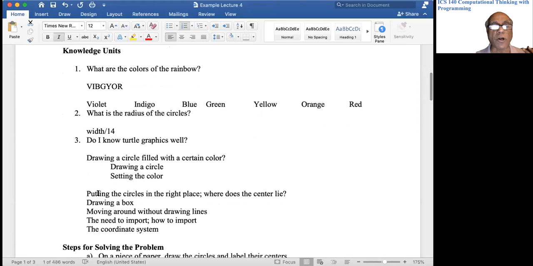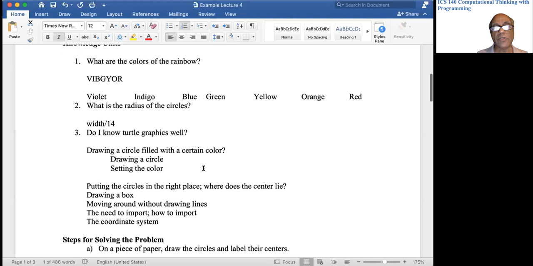Then the problem-related things are a lot of confusion, a lot of difficulties, I should say. Putting the circles in the right place. They have to all fit properly. They have to be aligned. I mean, they have to be bordering each other, etc. You have to draw a box. You have to move around without drawing lines. Sometimes you have to move drawing lines, etc. You should know how to import turtle graphics. You should know the coordinate system. All those things I need to know.